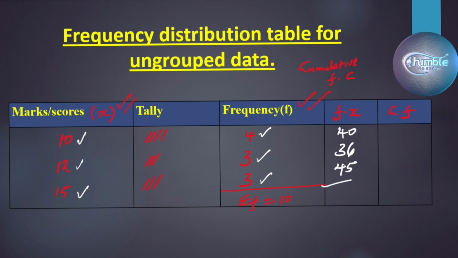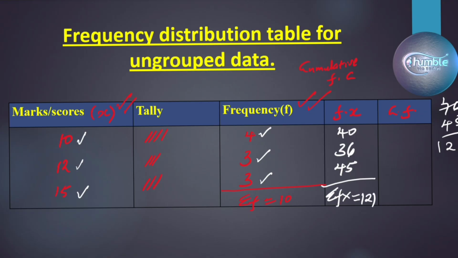And then we are going to add and get the total summation of fx. So we add 40 plus 36, that is 76, and then 76 plus 45: 6 plus 5 is 11, carry 1, 7 plus 4 is 11 plus 1 is 12. So that gives you 121.